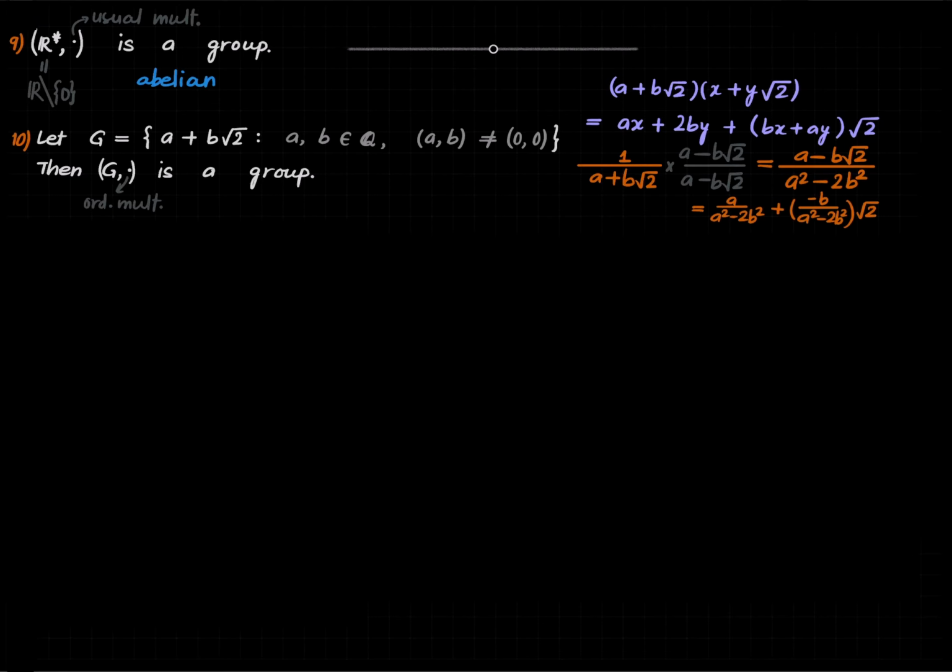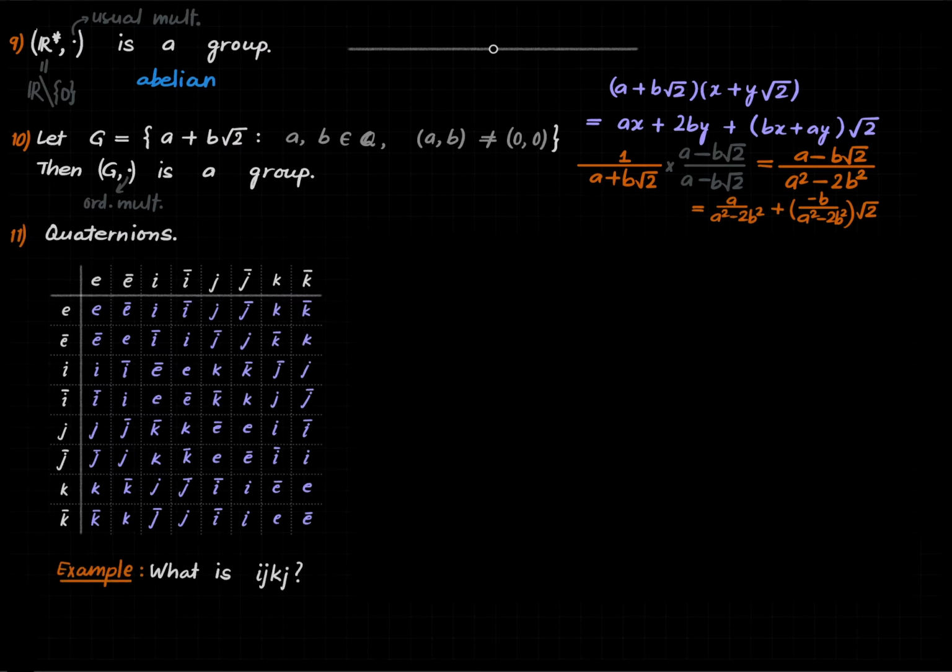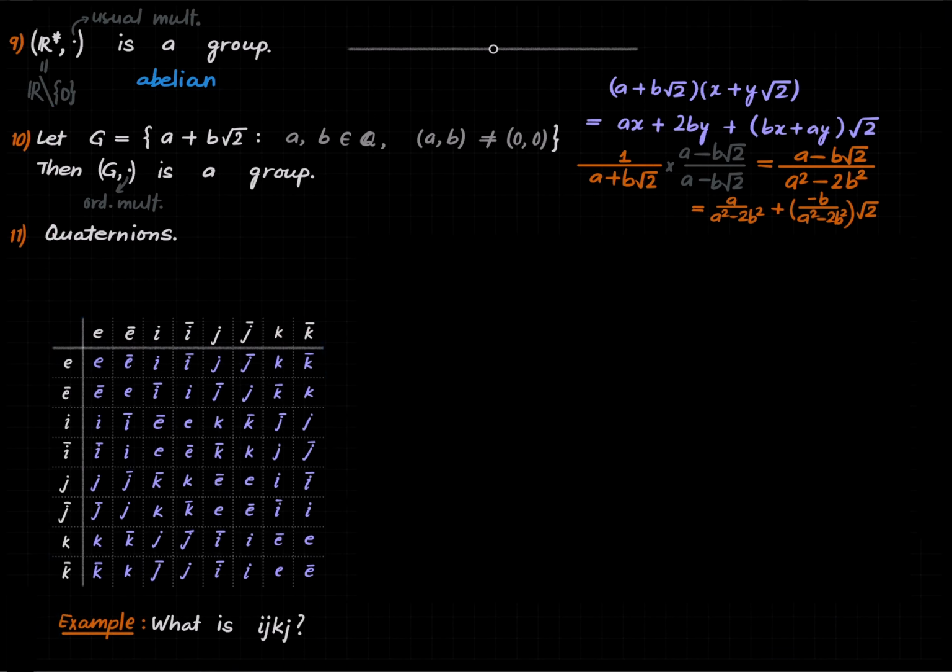Okay, I think the next is very interesting. Yeah, quaternions. So quaternions, well, first of all, I have this set of symbols E bar, I bar, J bar, K bar. These are just 8 symbols. So the set Q, or Q8 as it is usually written, is defined as this set. This is a set of 8 different elements, 8 different symbols.